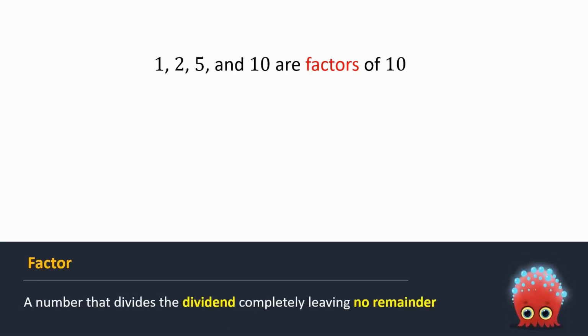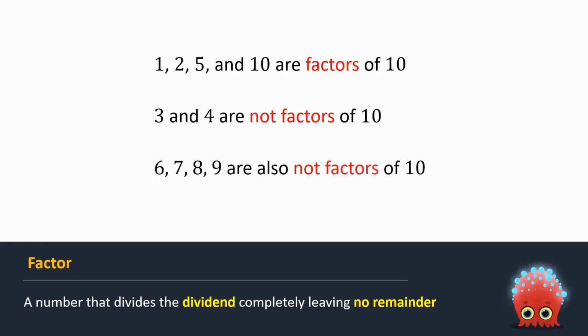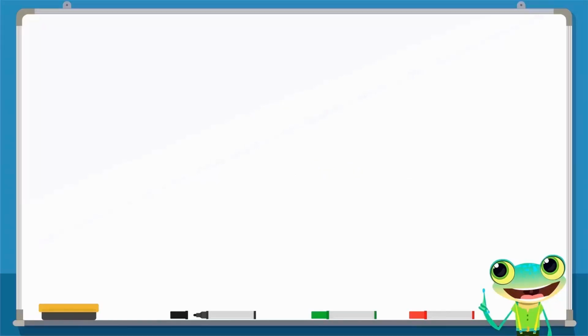In mathematics, the numbers 1, 2, 5 and 10 are called factors of 10. A factor is a number which divides the dividend completely, leaving no remainder. 3 and 4 are not factors of 10 because the remainder of their division with 10 is not 0. Likewise, 6, 7, 8 and 9 are also not factors of 10 as the remainder is not 0. Let us further explain this concept with the help of a few examples.